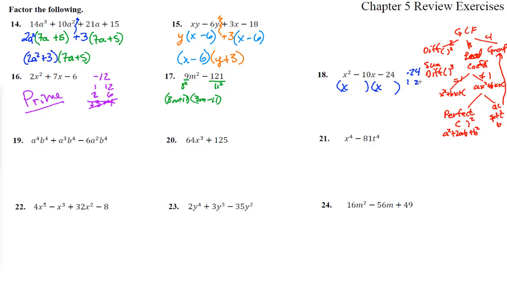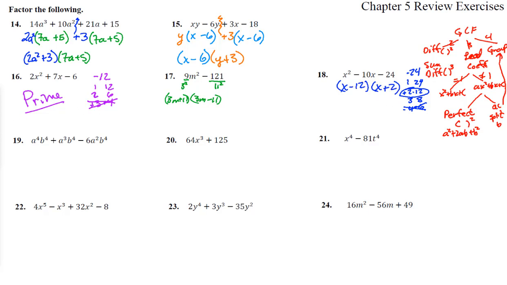So it could be a 1 and a 24, a 2 and a 12, a 3 and an 8, or a 4 and a 6. Now we notice that 4 and 6, if they were both negative, would add up to a negative 10, but negative 4 times negative 6 is a positive 24, so it's not those guys. One has to be negative, one has to be positive to times to a negative, so it looks like a negative 12 and a plus 2. Negative 12 and a plus 2.